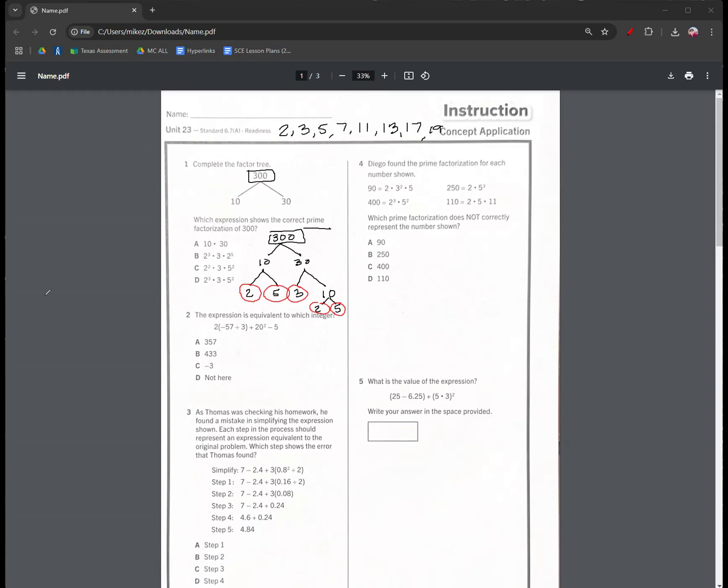Now, the way that we find our answer is we have to write all of our prime numbers in order from least to greatest. So I'm going to look at all my circled numbers, and I'm going to write the lowest number first. The lowest number I have right here is 2. So I'm going to write that 2, and I'm going to cross out that 2 because I already wrote it.